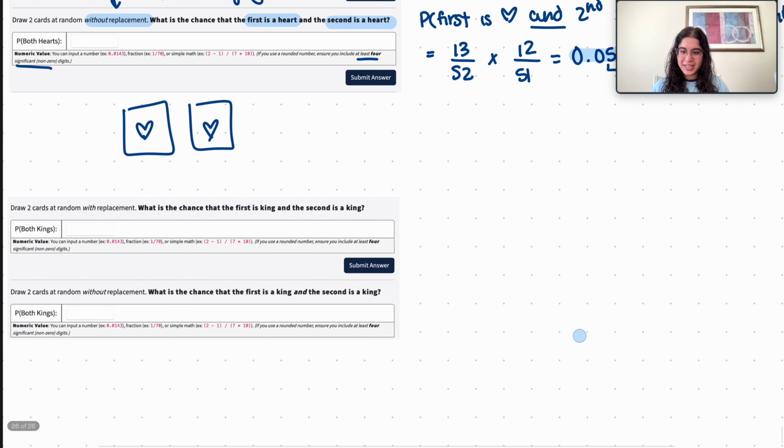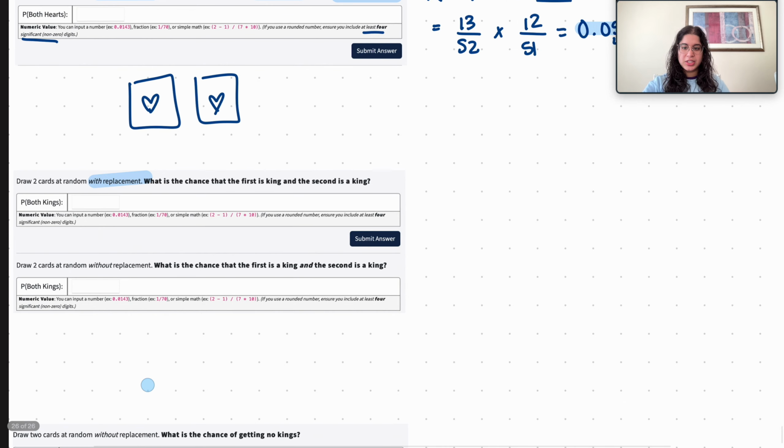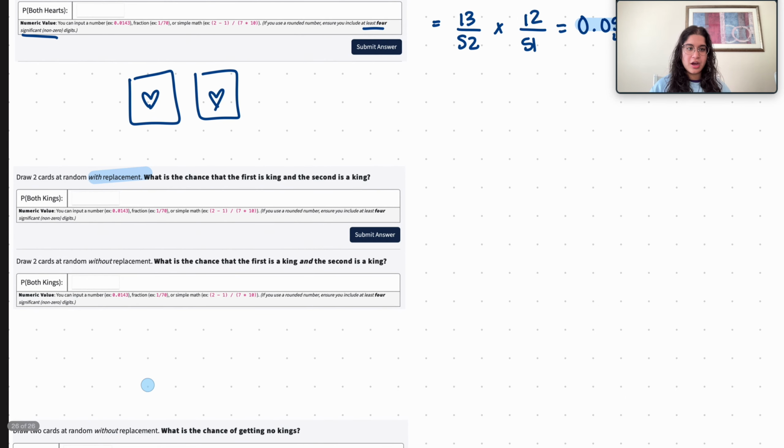All right, so moving on to the next question. We are drawing 2 random cards with replacement. So again, similar to the very first question we did, with replacement signifies that there's a constant total no matter how many cards we pick, because each time we pick a card, we're replacing it, so the deck always stays the same. There's always a constant total number of cards in the deck.